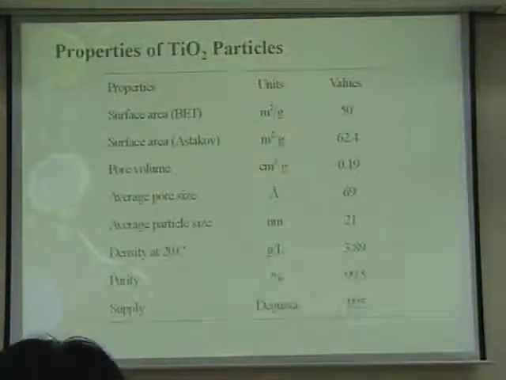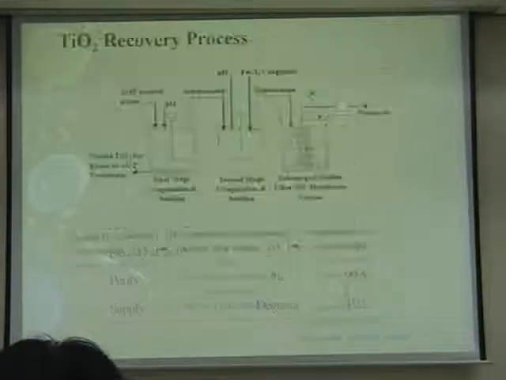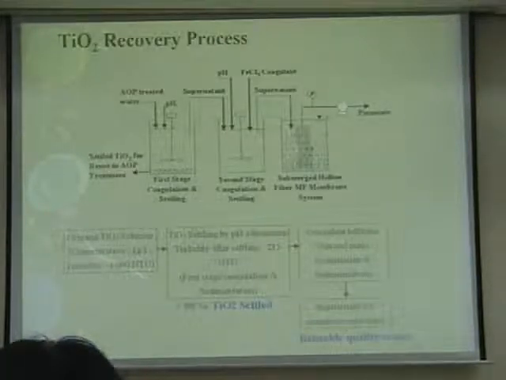Okay, this briefly shows the TiO2 characteristics. The point to be noted is that it's a small nano-sized particle of 21 nanometer, and so it remains in suspension without settling if we do not adopt any recovery process. Okay, this is the recovery process. We have separated it into 3 stages.